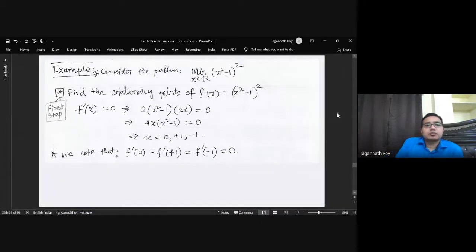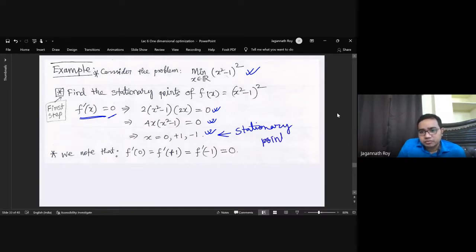Now to understand this function, f dash x is 0. Because we have to find, if you make f dash x zero, the stationary points. Now, which point is a minimum point, which one is a maximum point, and which one is a saddle point? We have to verify. Or whether all the points are actually minimum points. For example, if all these points are minimum points, then what will happen?